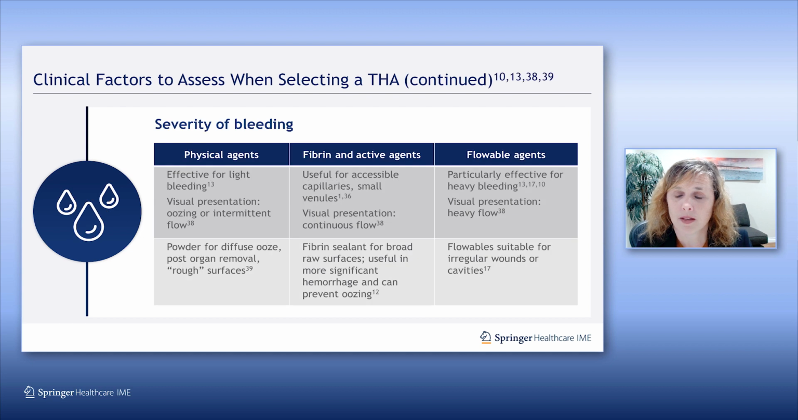And then another factor to consider is the severity of bleeding. Physical agents are mostly effective for light bleeding, just oozing or intermittent flow that can be seen throughout. An example would be rough surfaces after organ removal. Fibrin and active agents are useful for small venules and capillaries that are accessible. Fibrin sealant is particularly useful for broad, raw surfaces. And then flowable agents have a niche for irregular wounds or cavities that they can be injected into.